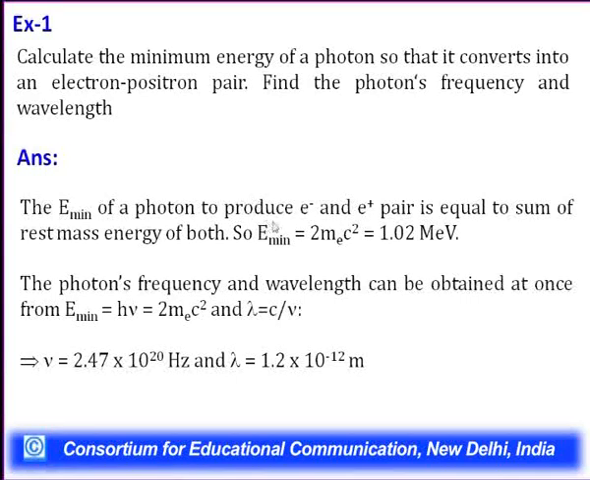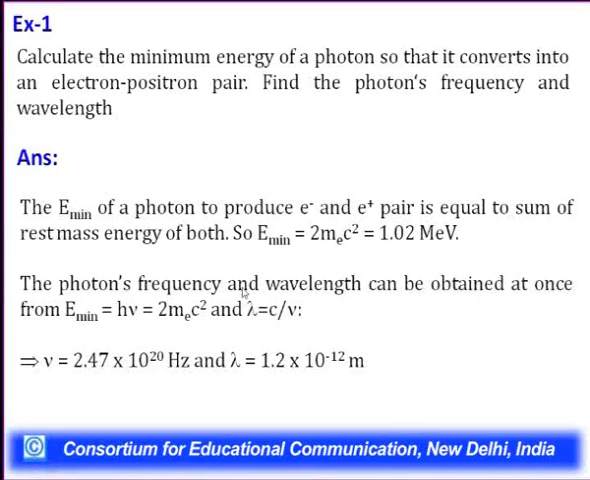The E minimum of the photon to produce the electron and positron pair is equal to the sum of the rest mass energy of both. So E minimum is defined by 2mec², which is equal to 1.02 mega electron volt.